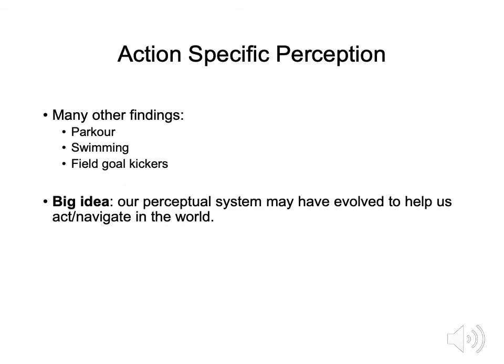There have been many other accounts of action-specific perception. For example, parkour experts judged walls as shorter, better swimmers judged distance in the pool as shorter, better field goal kickers perceived posts as further apart, and older adults judged distances as further. The overall big idea here is that our perceptual system may have evolved to help us act and navigate in the world. Results suggest that perception is scaled by the perceiver's anticipated ability to act. And this is consistent with the action-specific account of perception.